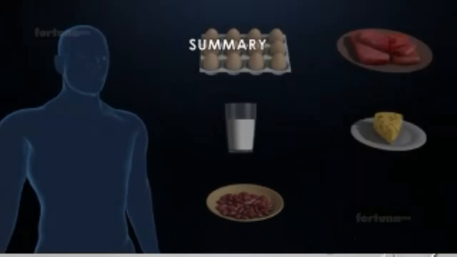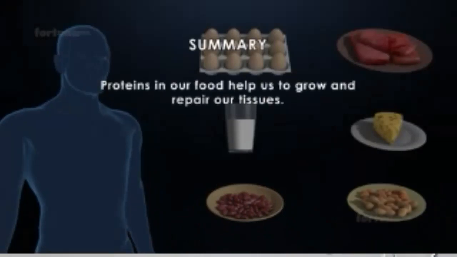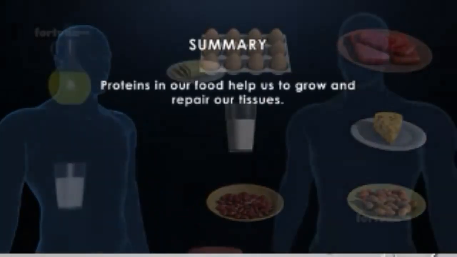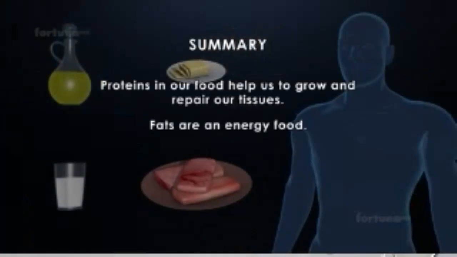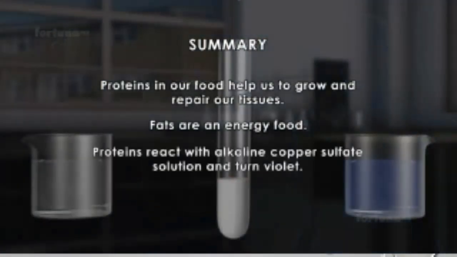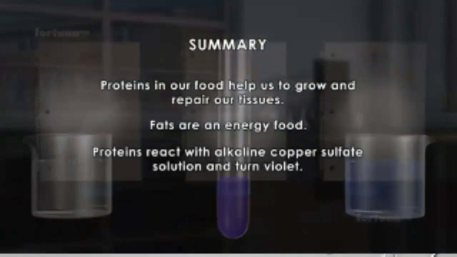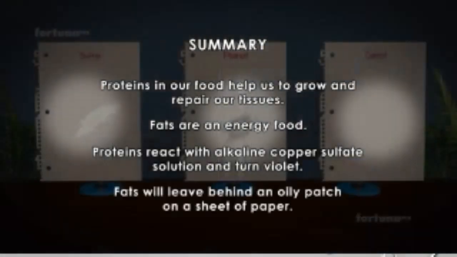Summary: proteins in our food help us to grow and repair our tissues. Fats are an energy food. Proteins react with alkaline copper sulfate solution and turn violet. Fats will leave behind an oily patch on a sheet of paper.